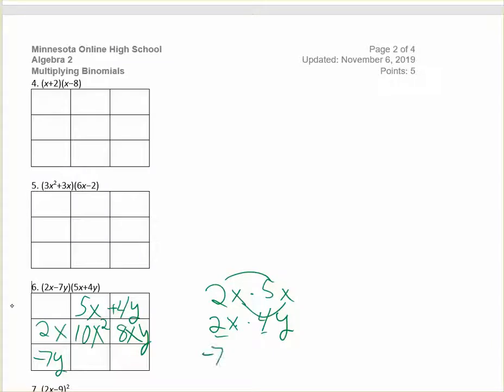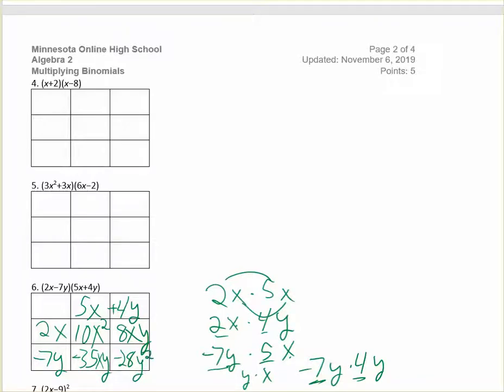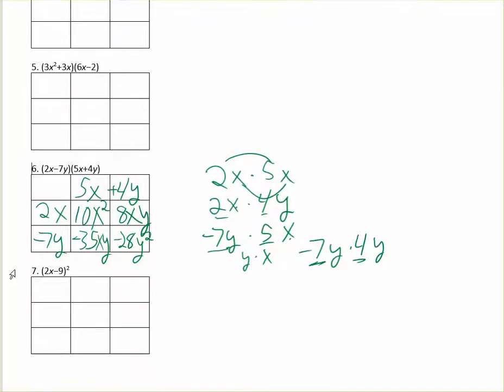Then we have negative 7y times 5x. Again, you multiply the coefficients. That's negative 35. And then the y times x is the same as x times y. We usually write them in alphabetical order, so I'll do that. And then the last multiplication is negative 7y times 4y. The coefficients would be negative 28. And then y times y is y squared. So I've got all the parts done.